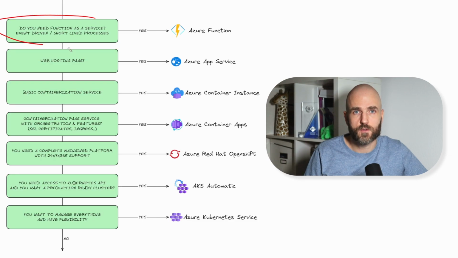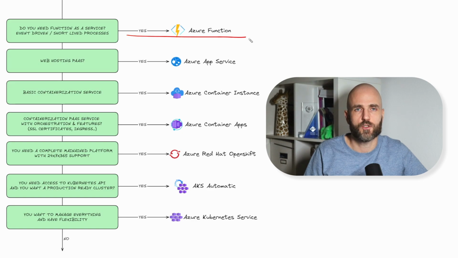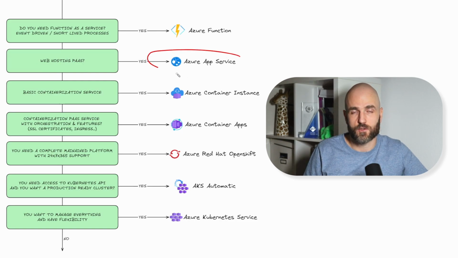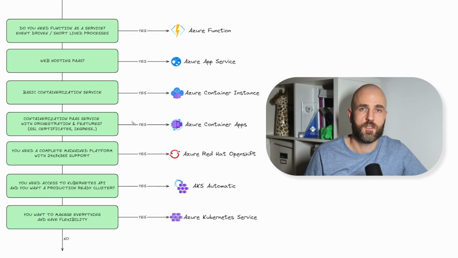And then you can follow the following rules to choose. So if you need a function as a service for an event-driven workload with short-lived processes, I would go for Azure Functions. If you are new to containers and need to manage paths for web hosting, then Azure App Service is the way to go. And if you need a containerization service without orchestration and advanced features like ingress or certificates or custom domains, you can go and choose ACI. If you need orchestration for your containers and your team doesn't master Kubernetes yet, head towards ACI.